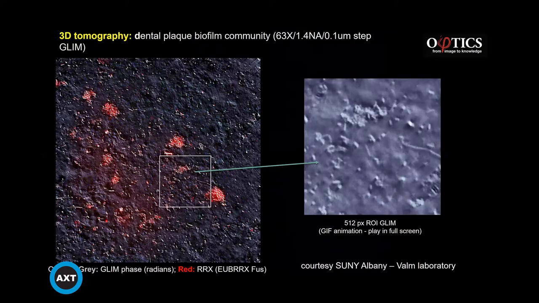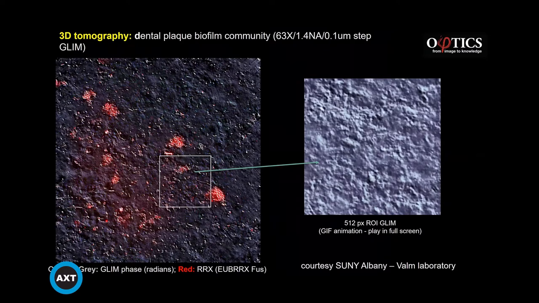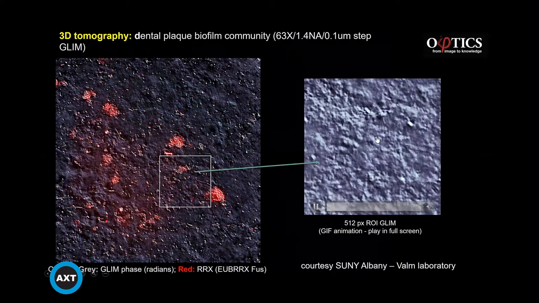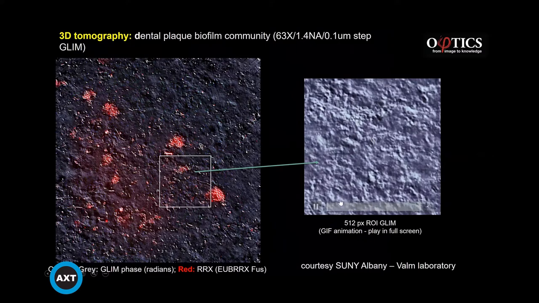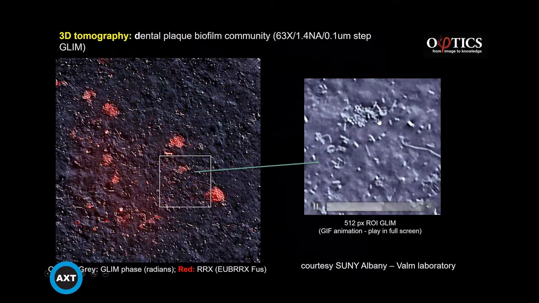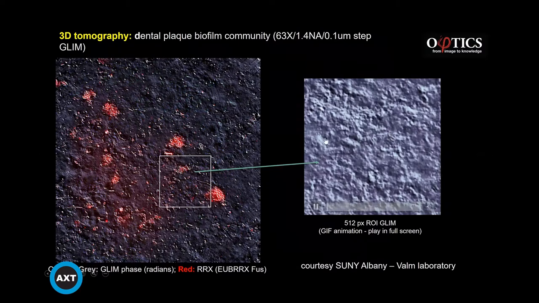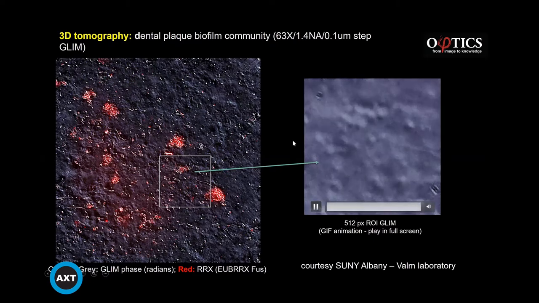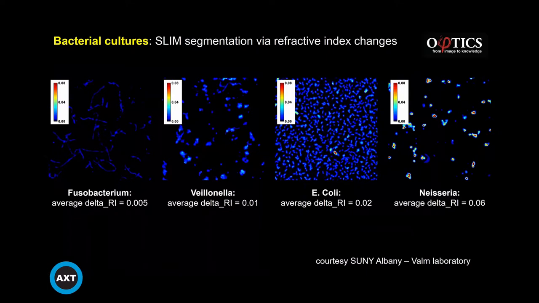This can be done also using GLIM in a thicker specimen, in this case in bacteria biofilms. This was a sample collected off of a dental plaque. And again, bacteria are easily visible, and their dynamics can be measured with GLIM and use the fluorescence channel for colocalization. More information about bacteria is this one, just to illustrate how to get refractive index maps and how to use that refractive index change to identify different kinds of bacteria as an alternative, for example, to fluorescence tagging.